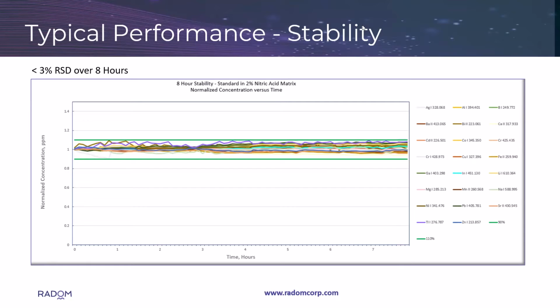This is an 8-hour stability run. The standard was prepared in 2% nitric acid. The concentrations were normalized and plotted versus time, with accuracy of plus or minus 10% and precision of less than 3% over 8 hours.